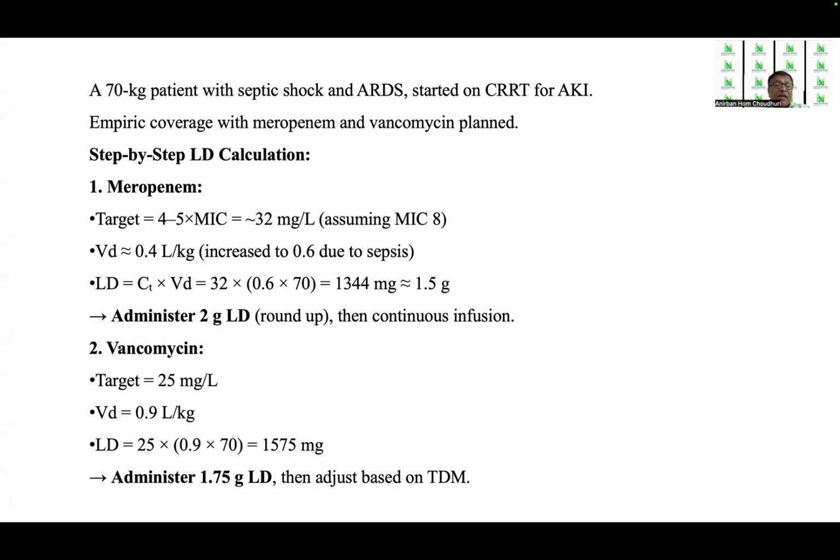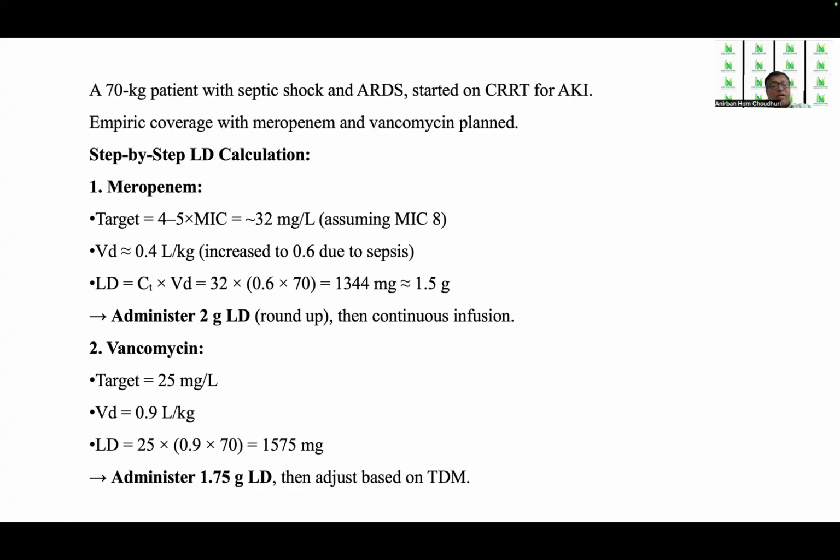And then we calculate the loading dose, that is, multiply C1 into volume of distribution, that is 32 into 0.6 multiplied by 70, and it is around 1344. If you calculate for meropenem now, you see that the total dose is around 1.5 grams as the loading dose. So administer 2 grams loading dose as a round figure and continue infusion.